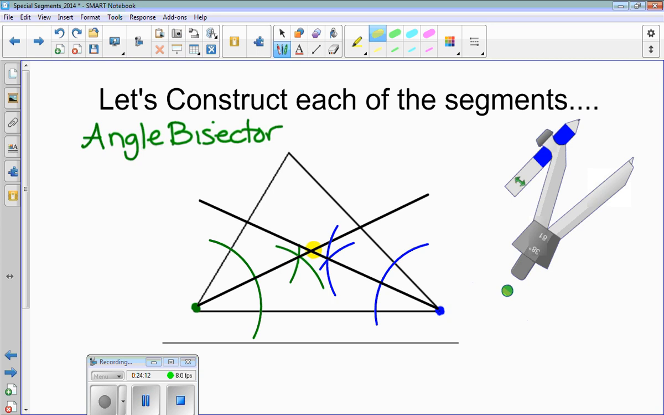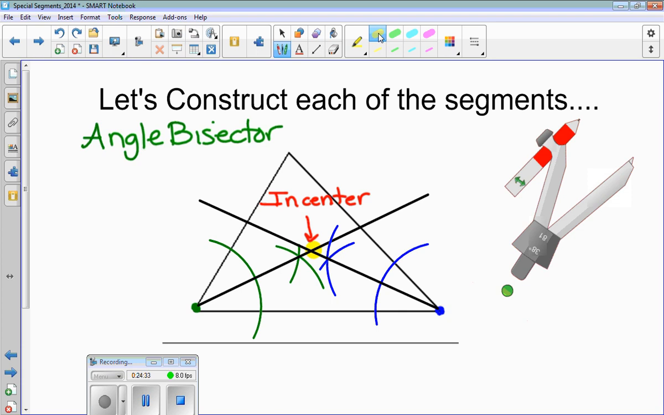There's a special name for them, and they are in your textbook, but I'm going to give you one of them. The angle bisector name is called the incenter. So this point right here is called the incenter. It has a special name.